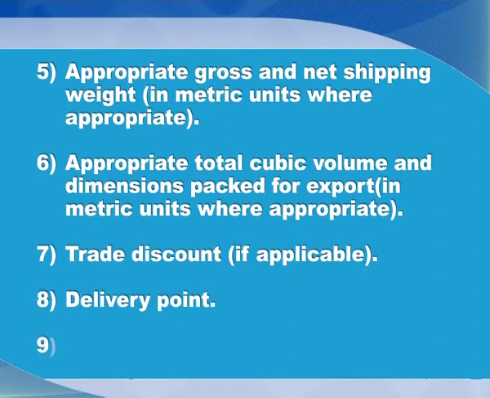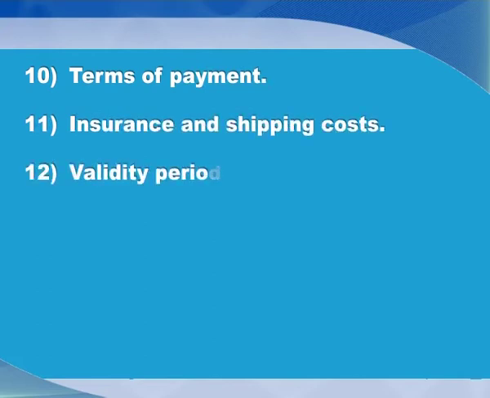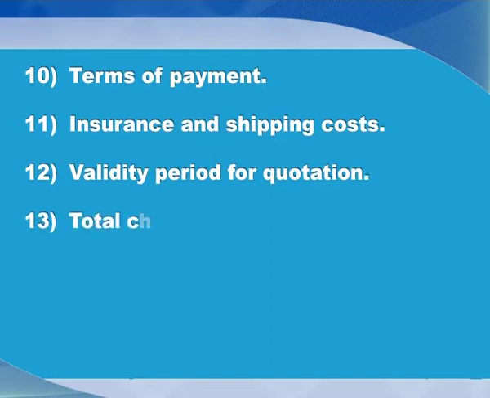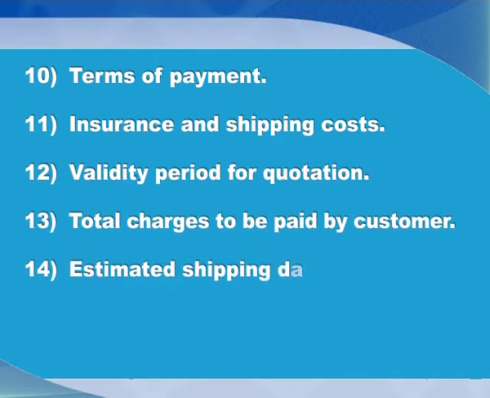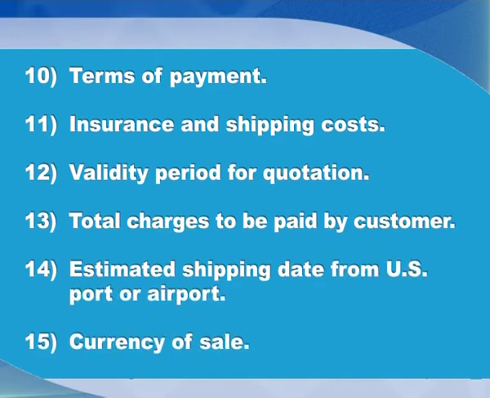Eighth, delivery point. Ninth, terms of sale. Tenth, terms of payment. Eleventh, insurance and shipping cost. Twelfth, validity period for quotation. Thirteenth, total charges to be paid by customer. Fourteenth, estimated shipping date from US port or airport. Fifteenth, currency of sale. Pro forma invoices are not used for payment purposes.